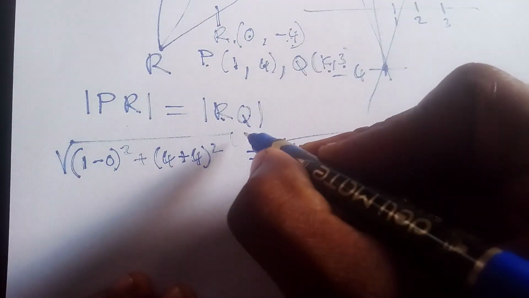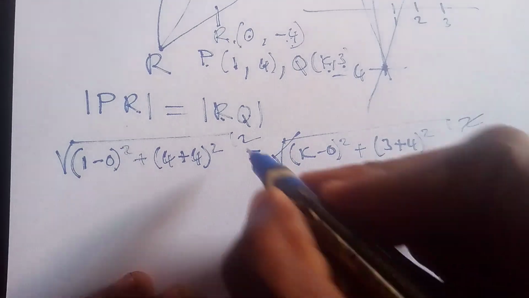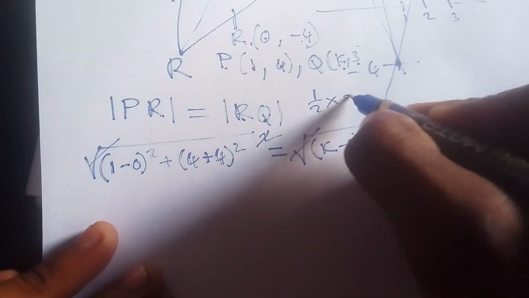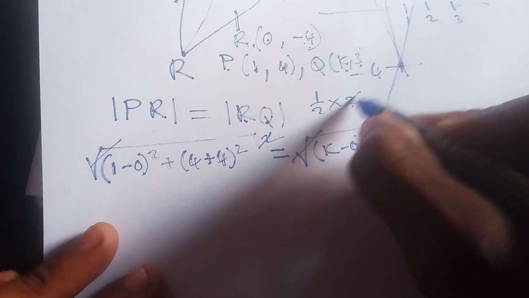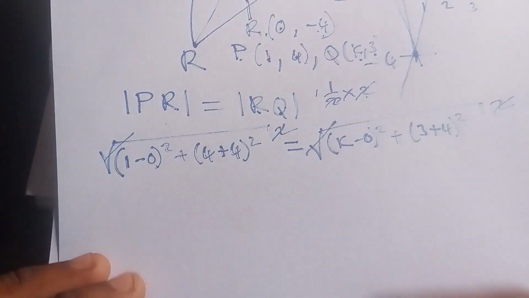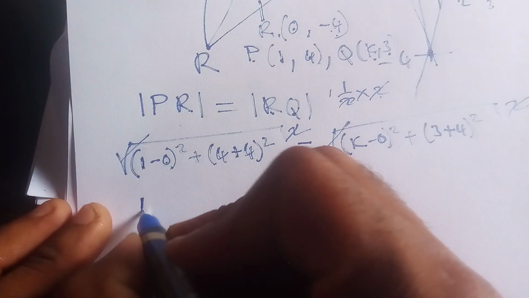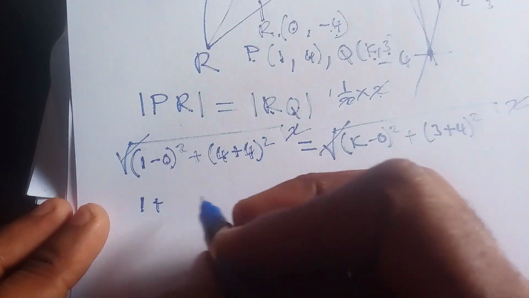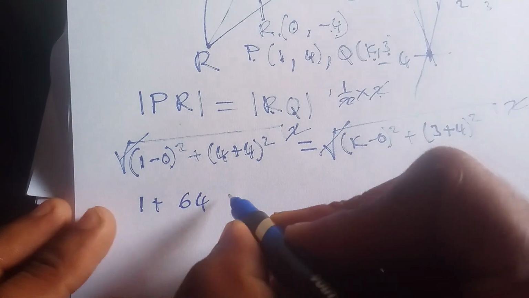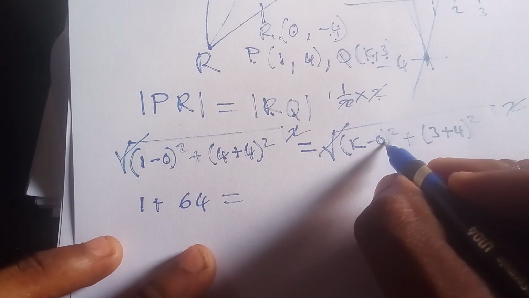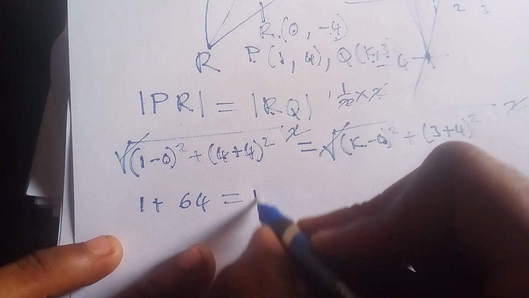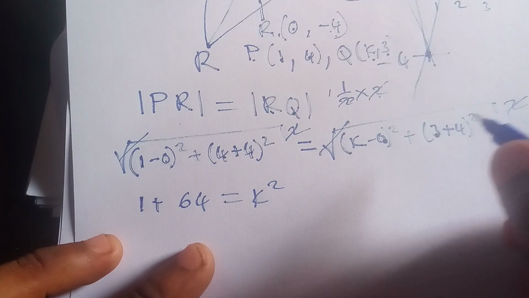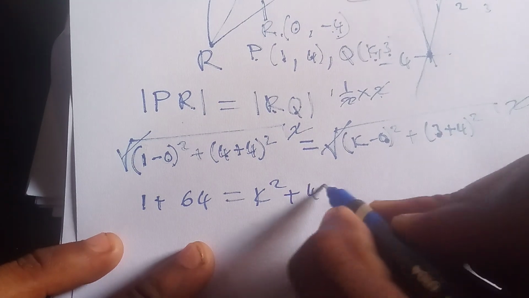Then since we have square roots, to get rid of them, you simply square both sides. When I square this side and square this side, the square and the square root will go, because the square root is simply the power 1/2. So when I multiply it by 2, this will just be a 1. So 1 minus 0 is 1, squared, it's still a 1. And then 4 plus 4 is 8. 8 squared is 64. And then k minus 0 is k, squared. Then 3 plus 4 is 7. When you square it, you have 49.